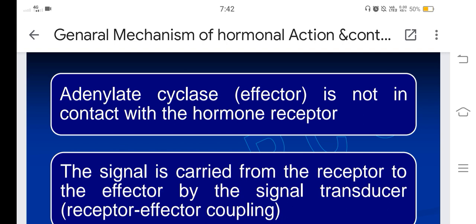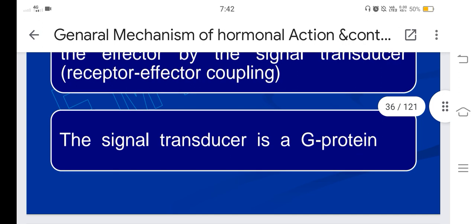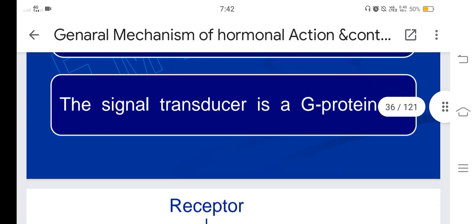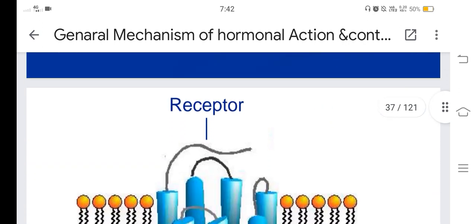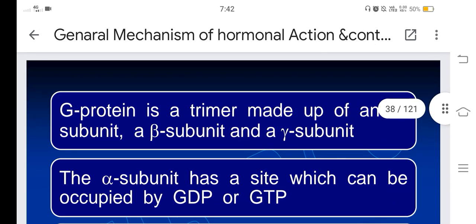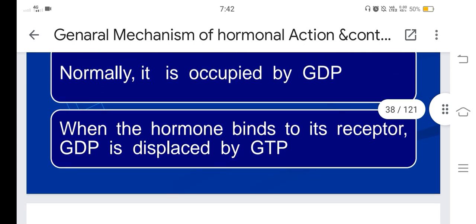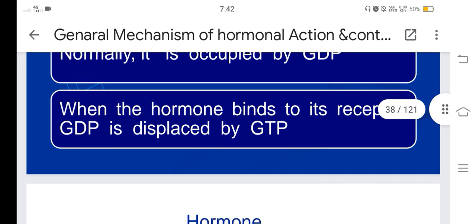Then adenylate cyclase effector is not in contact with the hormone receptor. The signal is carried from the receptor to the effector by the signal transducer, receptor effector coupling. The signal transducer is a G protein. G protein is a trimer made up of an alpha subunit, a beta subunit and gamma subunit. The alpha subunit has a site which can be occupied by GDP or GTP. Normally it is occupied by GDP. When hormone binds to its receptor, GDP is displaced by GTP.